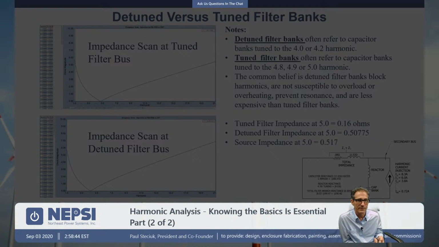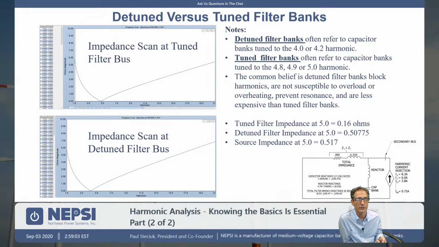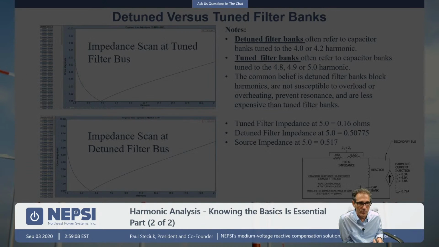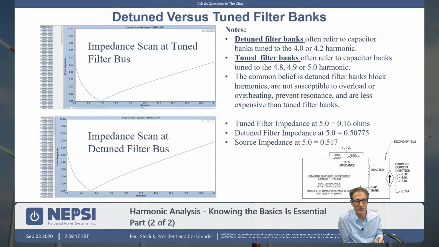And here we're shown that at the 5th harmonic, that tuned filter branch has a 0.16 ohm impedance, and the detuned filter branch has a value of 0.5. So it's only maybe a factor of three times more impedance. But if I look at the source impedance here, remember we got a current divider, the source impedance is 0.517, okay, at the 5th harmonic. So it's really a current division. You can calculate that current division.